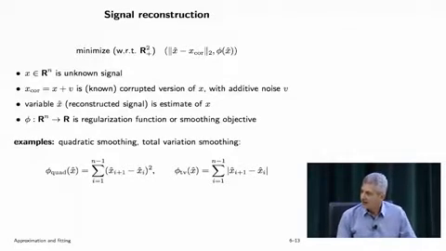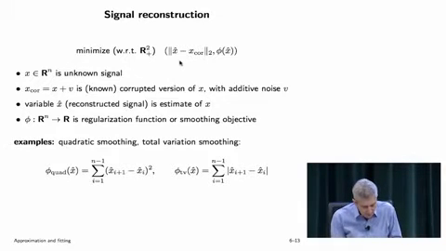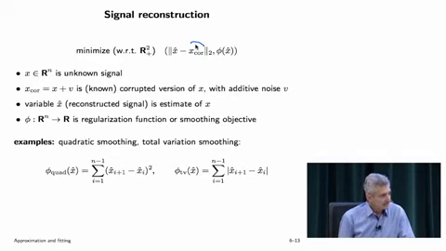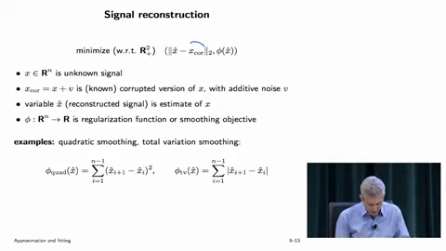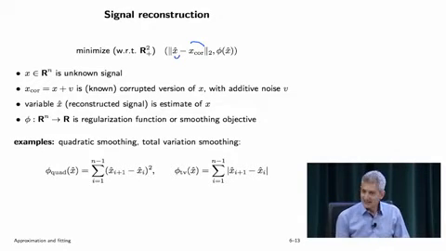So let's look at another area. It's also a very simple bi-criterion problem. It's signal reconstruction. It's quite straightforward. What I have is I'm given a corrupted signal. That's x corrupted. Okay? And what I would like to do is to come up with x hat, which is supposed to be an estimate of the signal before it was corrupted. Okay?